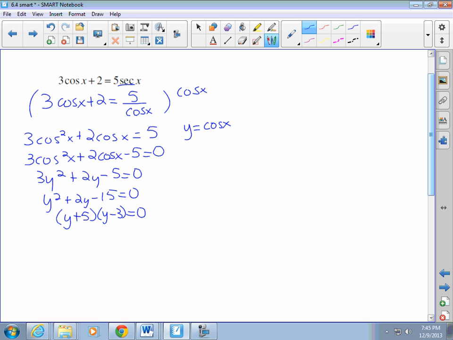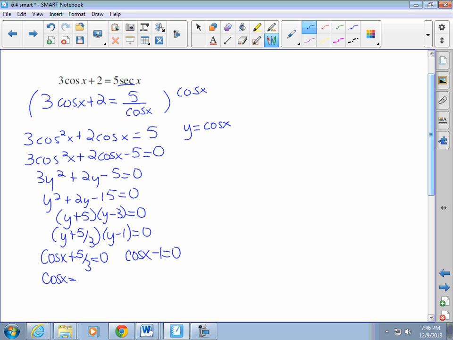So now I divide through by my 3. So y plus 5/3 and y minus 1 is equal to 0. Now again, I'm just going to leave this as 5/3 because if I go to solve further, I'm just going to have it back into a fraction. So this then is going to be cos x plus 5/3 is equal to 0, and then cos x minus 1 is equal to 0.